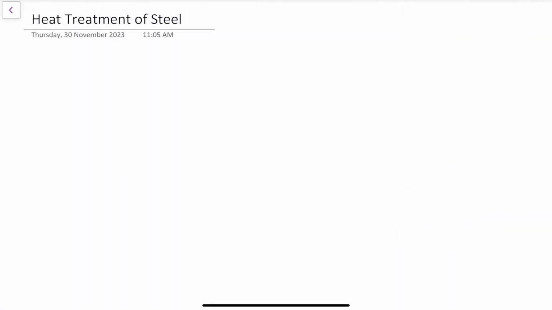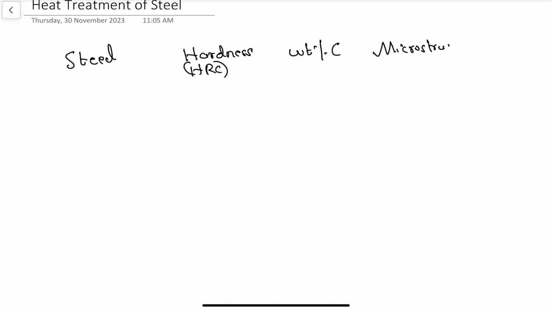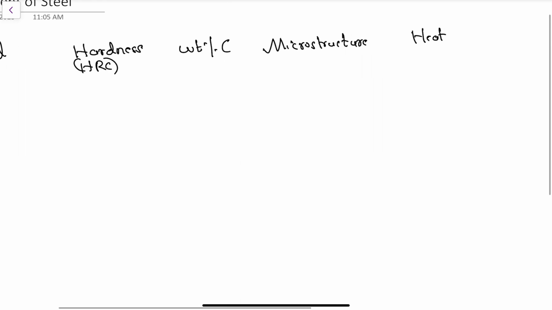In this video, we will study the heat treatment of steel. So let us start with an experiment here. I am taking different types of steel and measuring their hardness. I am using the Rockwell test for hardness, and I'm measuring the percentage of carbon in each, and then I will look at the microstructure and the various heat treatment processes.